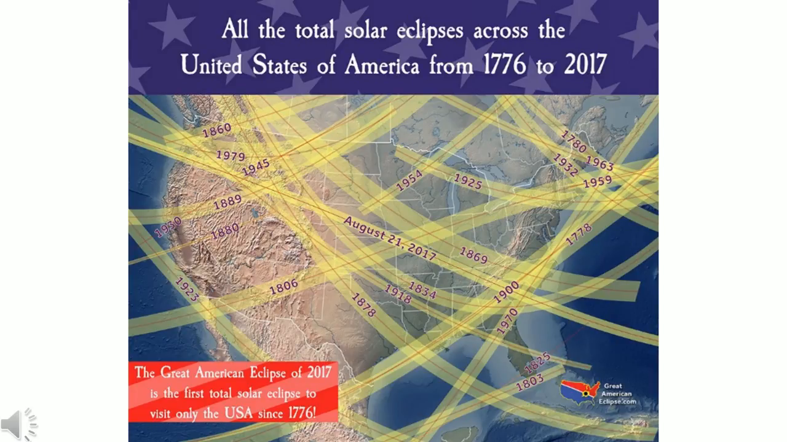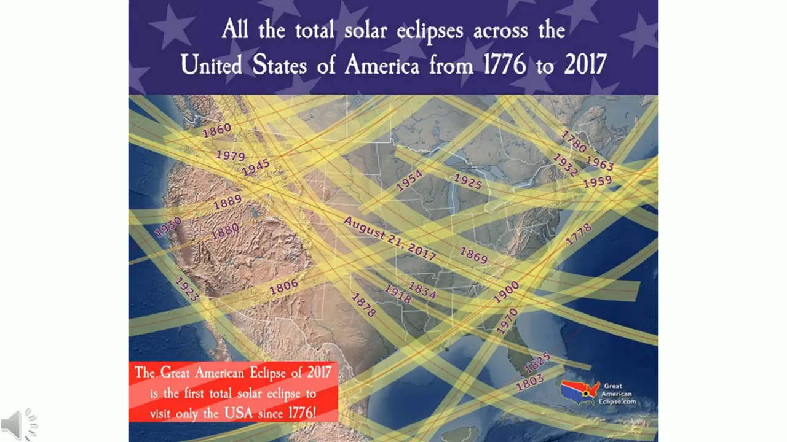You can see eclipse tracks for years such as 1869, 1970, 1806. And from this map, you can see that the last total eclipse that occurred anywhere within the continental United States was in 1979, almost 40 years ago. So it has been quite a while since the continental U.S. has experienced a total eclipse, although Hawaii managed to get one in 1991.